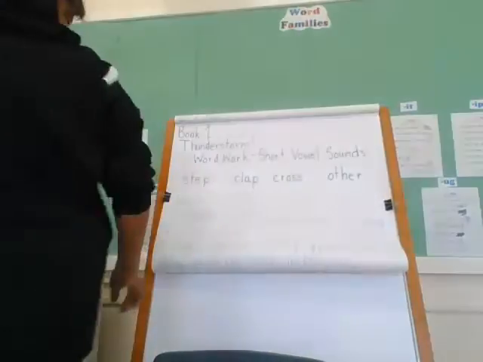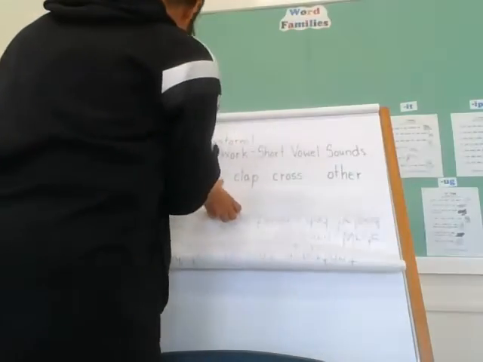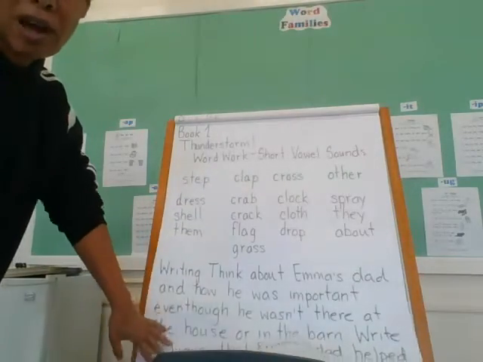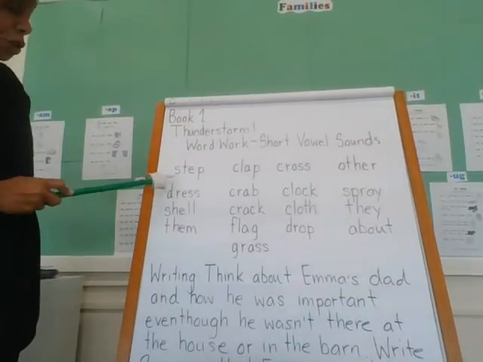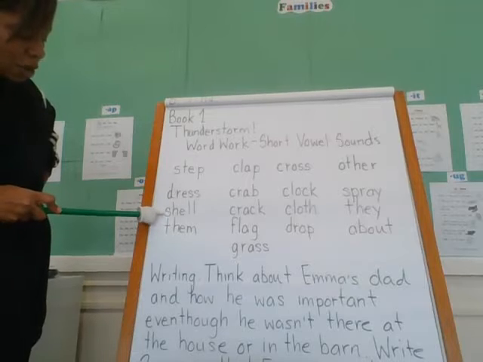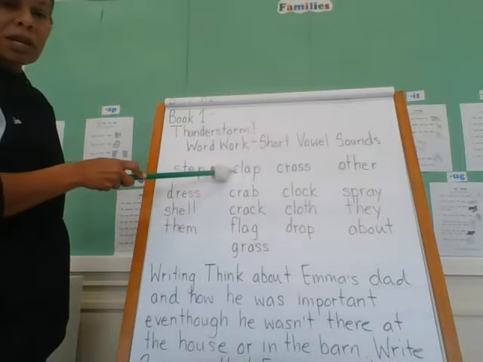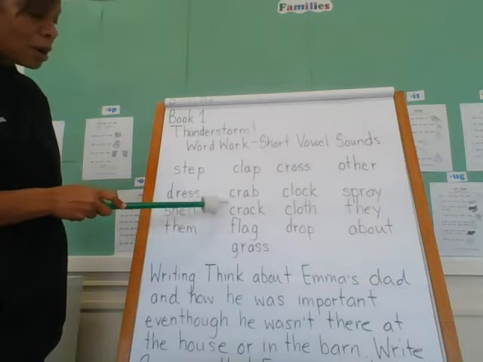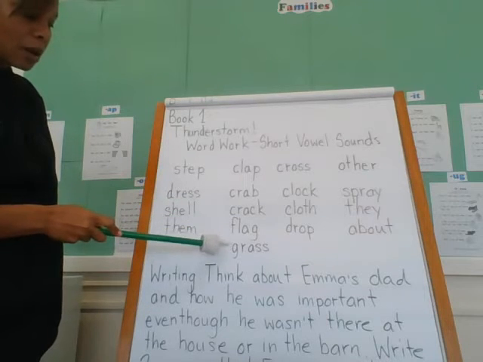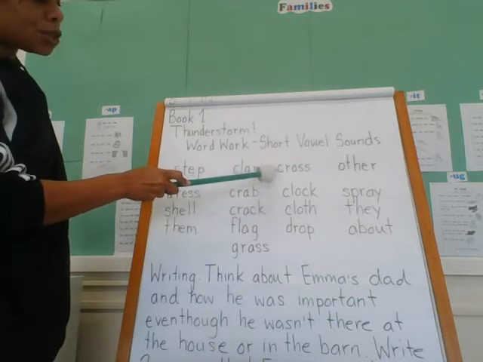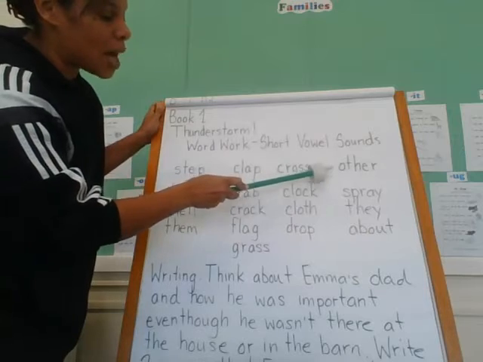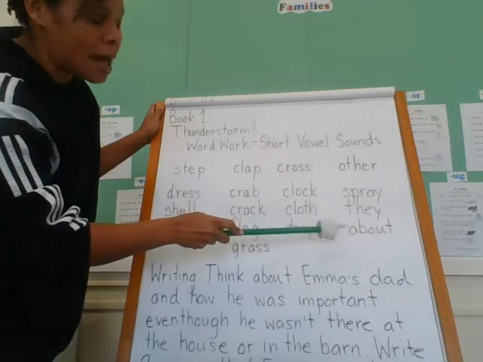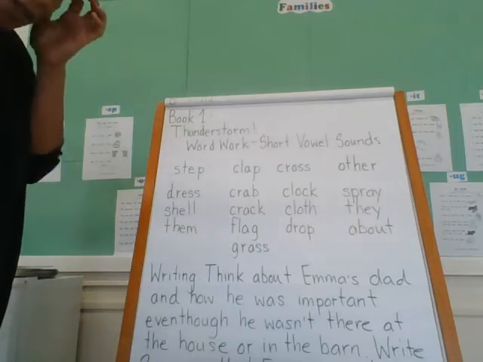So let's see if you got them correctly written down in the right columns. All right, so in the first column, short vowel E. Under step, you should have dress, shell, then. Under clap, you should have crab, crack, flag, grass. Under cross, you should have clock, cloth, drop. And in the other column, you should have spray, they, and about. So I hope that you got them all correct.